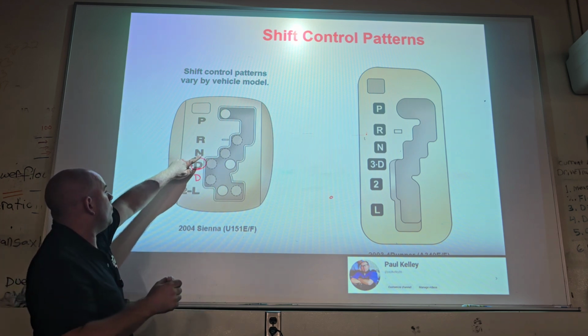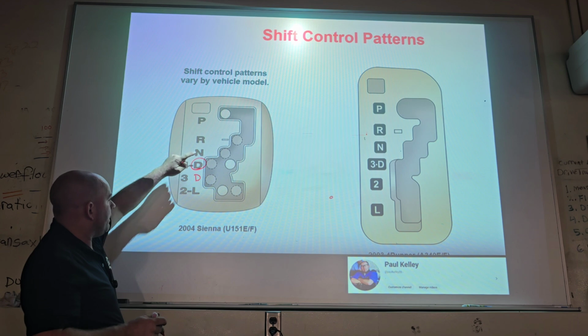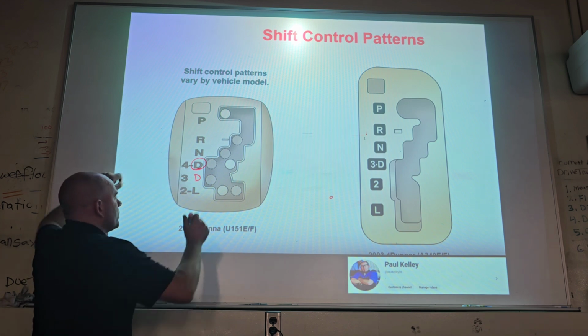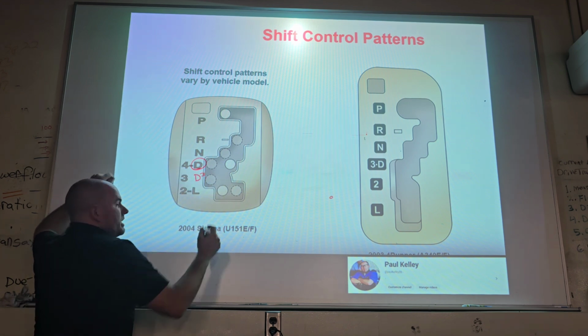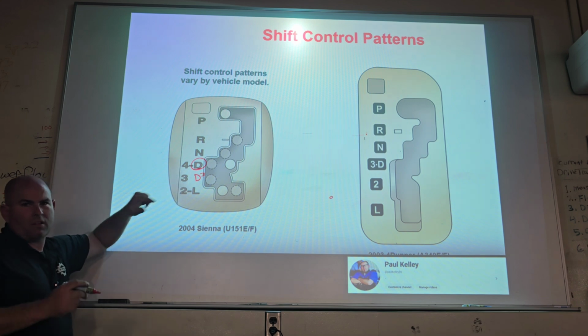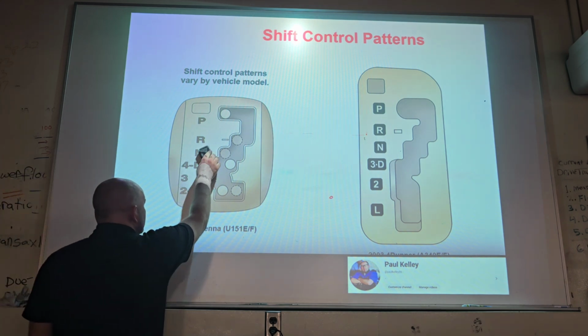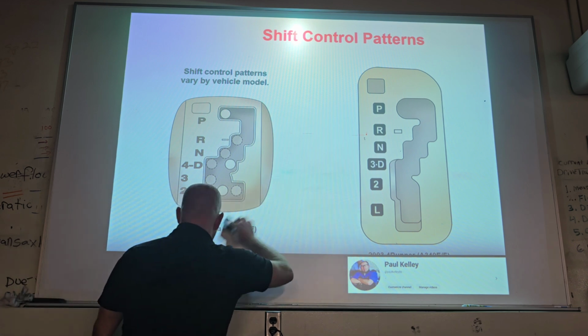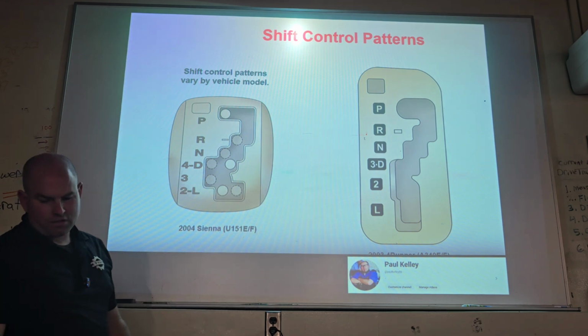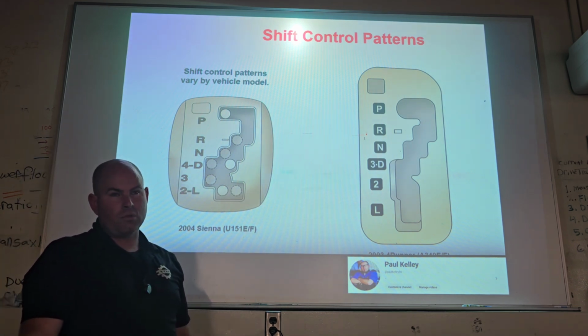They'll do like O, D circled, and then D, which is really D, or sometimes they even do like D3. That'll only go to 3rd. Make sense? So this is another way of manually controlling the automatic, at least to some extent. Cool? But that's through the manual valve, not just through electronics.